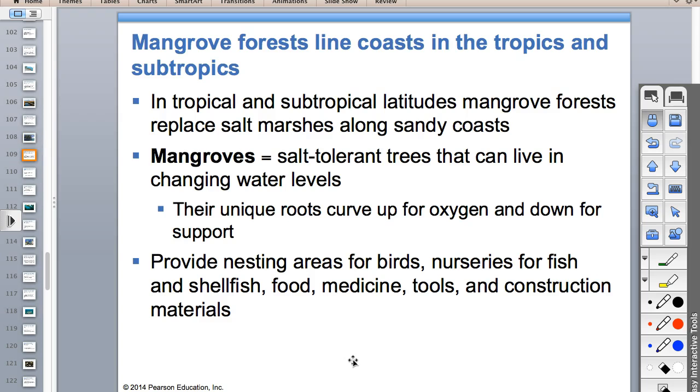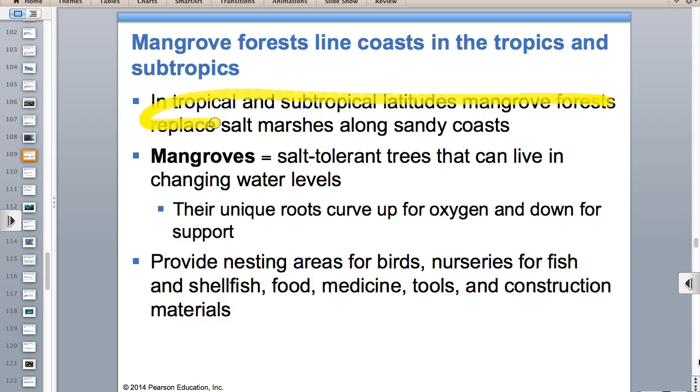So these are mangroves. That tree, that picture of that tree, that's the mangrove. The tree is the mangrove. These forests, if you're in a tropical area, so you're below 30 degrees in latitude, you're on mangrove swamps instead. But these mangrove forests, I should say, they're salt-tolerant trees. They can live in these changing water levels. The water levels are still going to be changing, two high tides and two low tides a day. And like I said, their roots curve up for oxygen, also down for support.